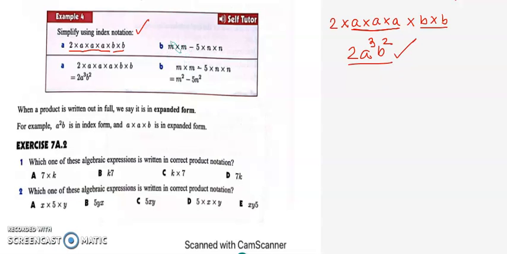Similarly, in this case, we have m written 2 times, so m squared, and minus 5, and n times n is n squared. So m squared minus 5n squared. When a product is written out in full, we say it is in expanded form. So these are all expanded form.